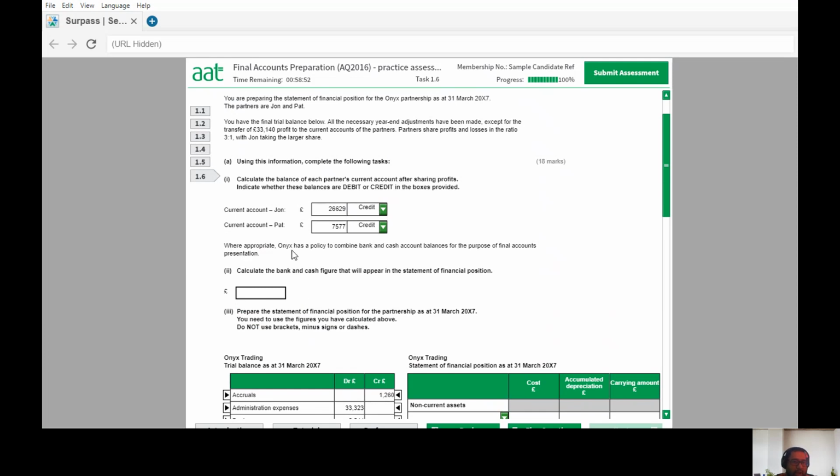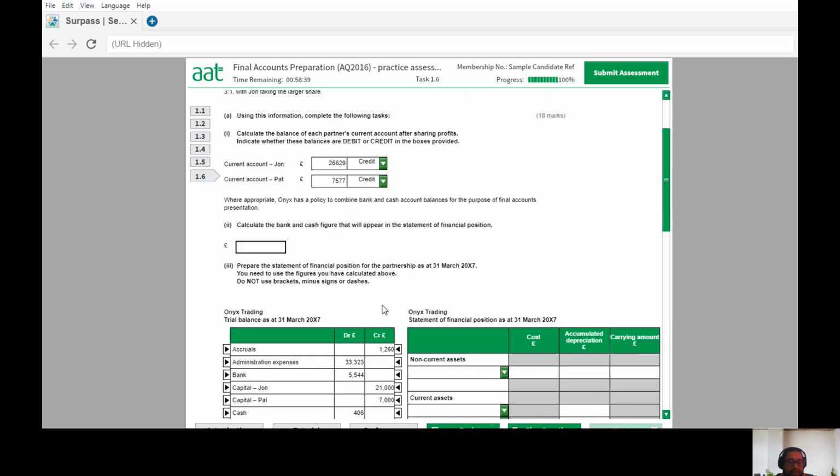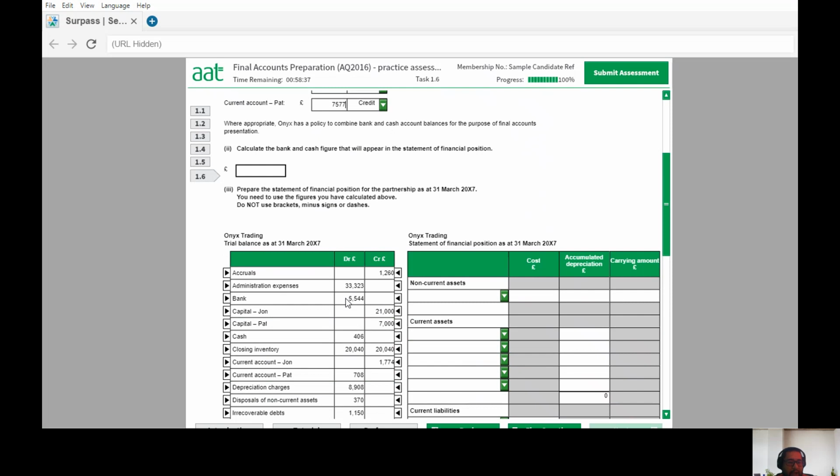Then they're asking you, where appropriate, Onyx has a policy to combine bank and cash account balances for the purpose of final accounts. Calculate the bank and the cash figure that will appear on the statement of financial position. If you look at it here now, the bank account is 5544, cash is 406. Add them both together, 5544 plus 406, which will be equal to 5950. So let's put that down here, 5950.